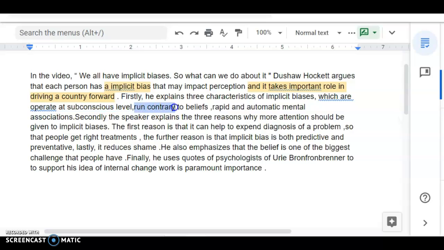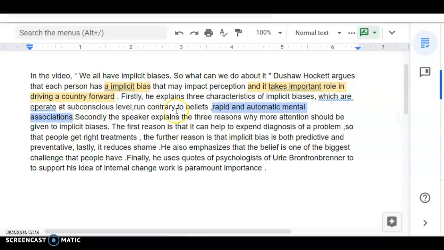But then look at this phrase. They run contrary to beliefs. That's a little bit too cryptic. It is not enough here. So you need to expand. What do we mean by saying that they run contrary to beliefs? What kind of beliefs? How do they run contrary is just a little bit unclear. And then rapid and automatic mental associations, again, there's just not enough there.